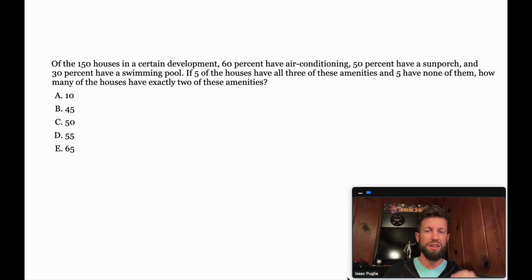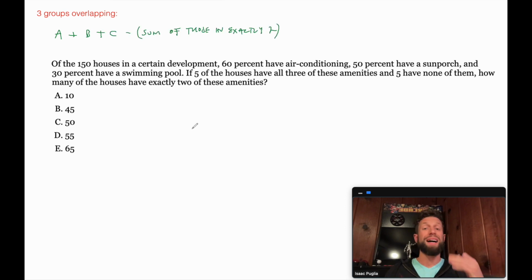But if you're confused on these questions, if you feel like the Venn diagram's slow, or these questions are just not connecting for you with the Venn diagram, let me introduce you to my preferred strategy for these. I'd recommend memorizing this. It's just members of group 1 plus members of group 2 plus members of group 3 minus the sum of those people who are in exactly two groups. We'll talk about why that is in a second.